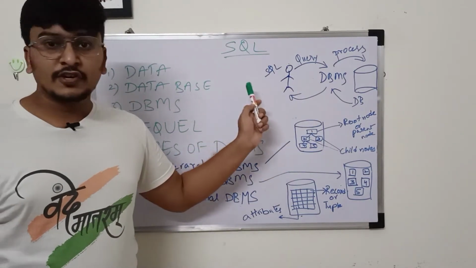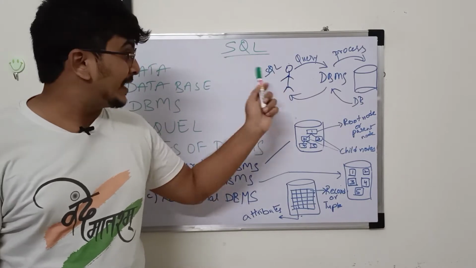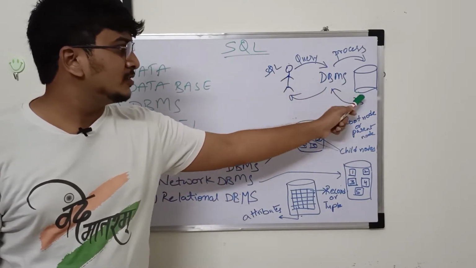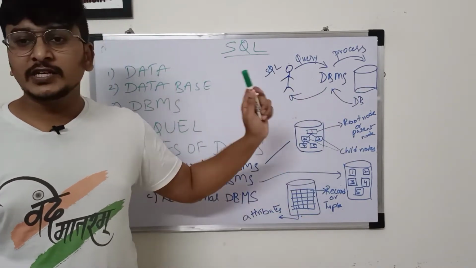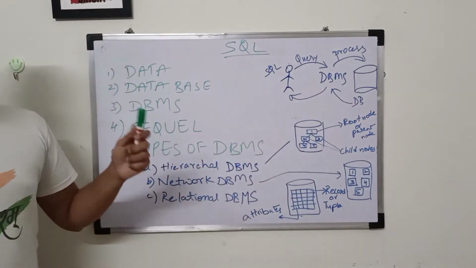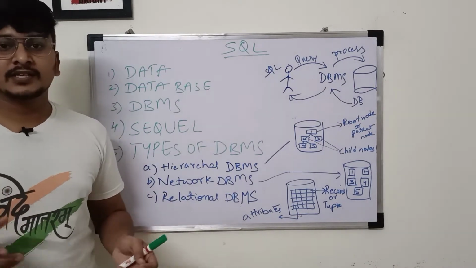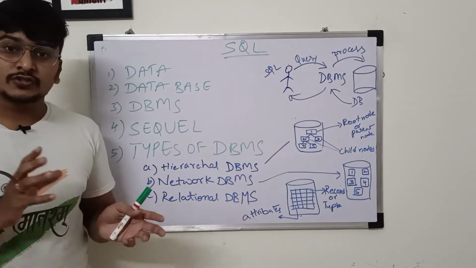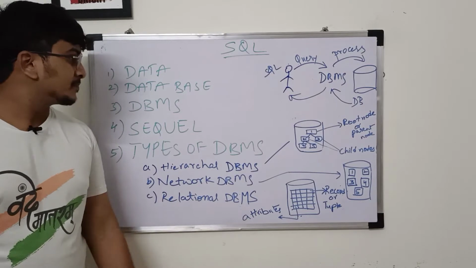First, we use SQL and we send the queries to the DBMS, and from the DBMS to the database. First of all, we have to know what the DBMS is and what the database is. Before knowing that, we have to know what data is. A piece of information is called data, and the place where you store the data is called a database.